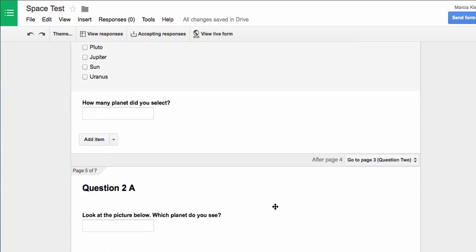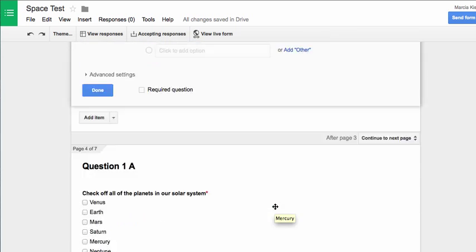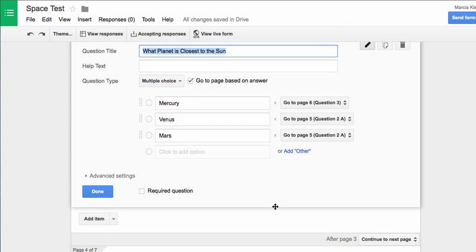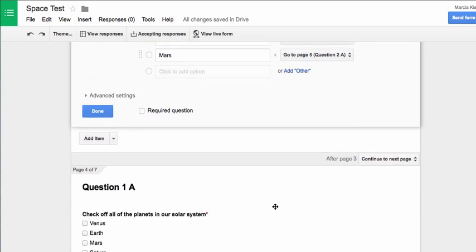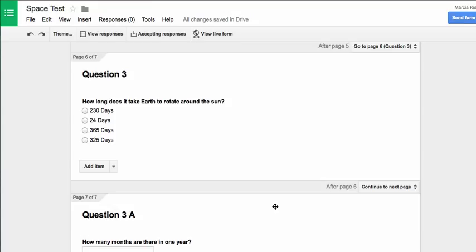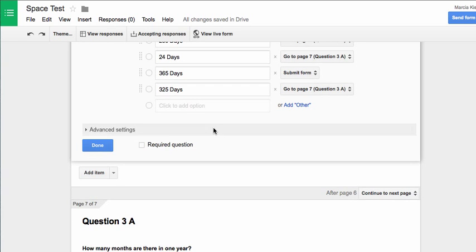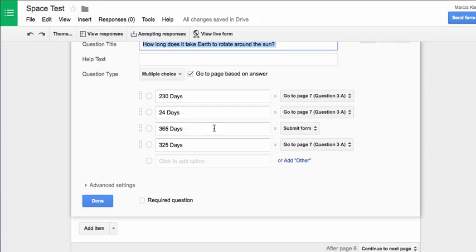So going back up here to question 2, remember question 2 was which is the closest planet to the sun? Mercury, Venus, or Mars? If they get it right, they go to question 3. Let's look at question 3. How long does it take the Earth to move or rotate around the sun? I have the different answers for them, and again, giving them multiple choices. 230 days, 24 days, 365 days, 325 days. If they get it right, they submit the form, they're done, they walk away from the test. If they get it wrong, they go to question 3A.